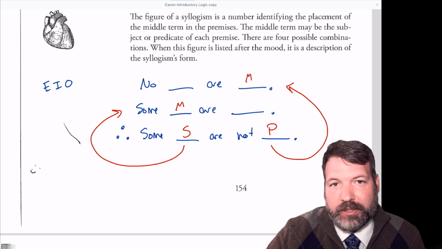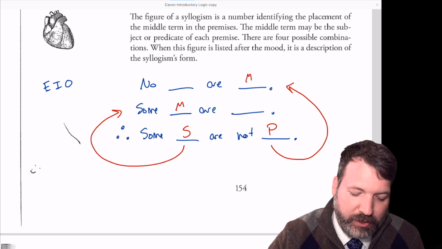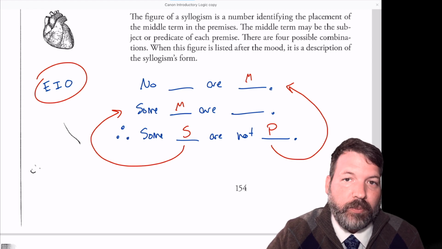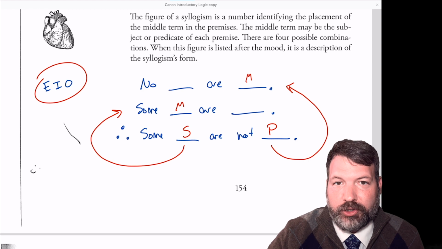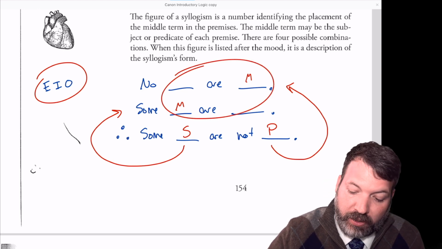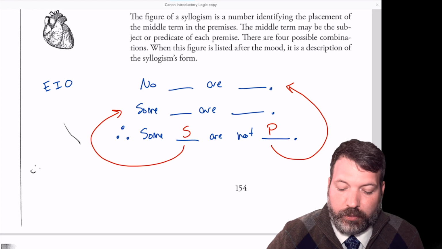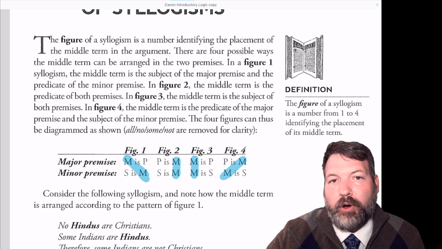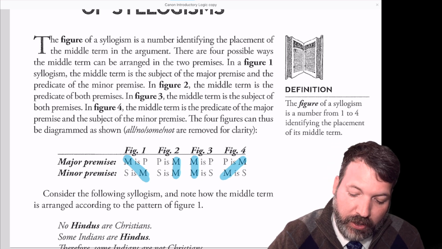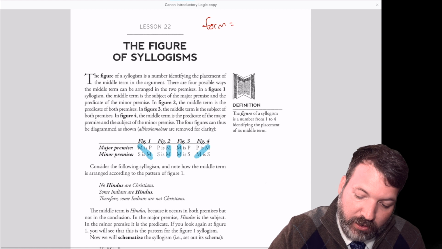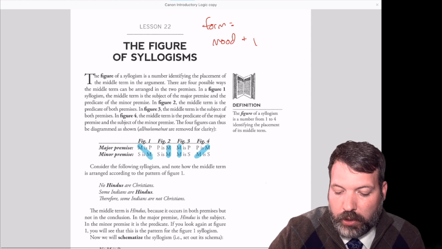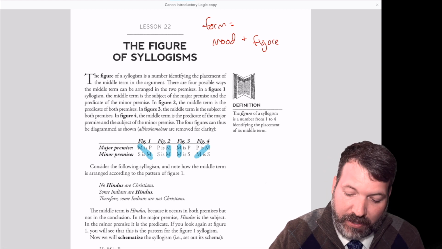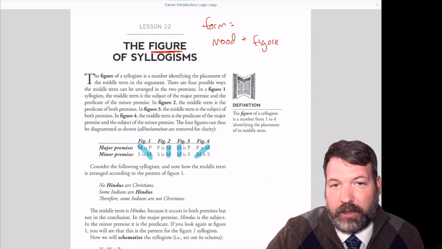If we want to build out a schema right now, what you should be noticing is that EIO is not enough. We also need some way to communicate where the terms go in these four remaining blanks. So we do that in terms of the middle term. Wherever the middle term goes determines what we call the figure of a syllogism. So again, the form of a syllogism is its mood plus its figure. Mood we took care of in the last lesson. Figure we're now looking at in lesson 22.